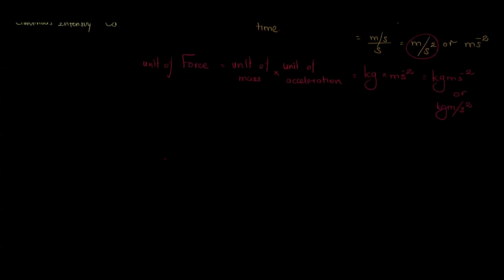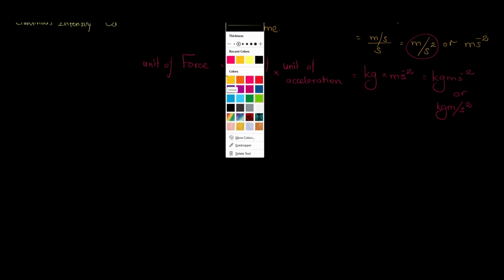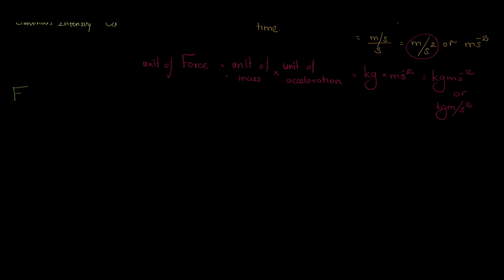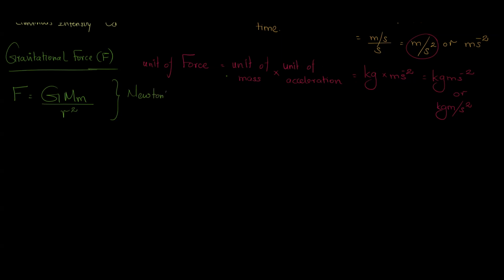So now we can go ahead and do some real problems. There is an equation which is given by F equals G capital M small m over r squared. So this is the equation for gravitational force, right? So write it as gravitational force, and that equation is this. This equation was proved by Newton, so we call it Newton's gravitational law as well.